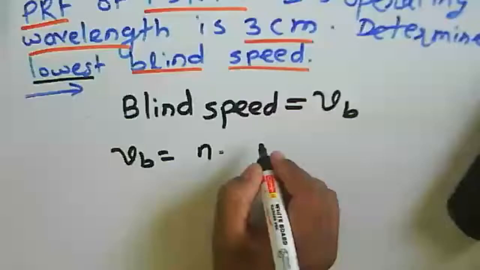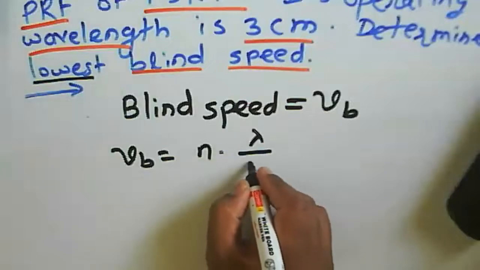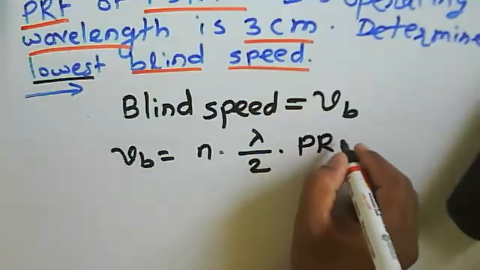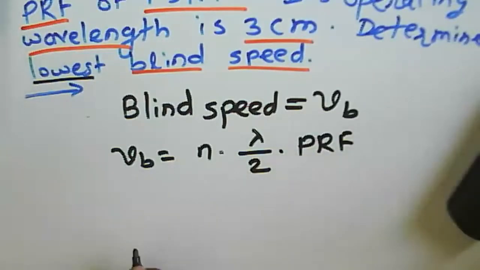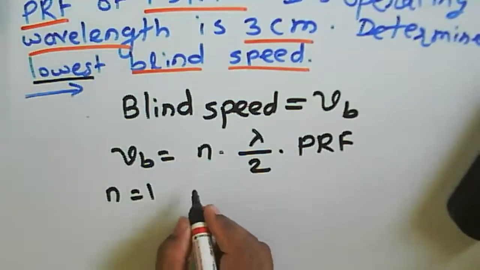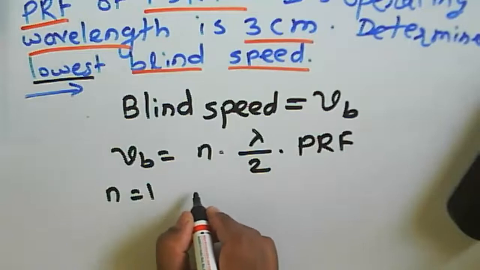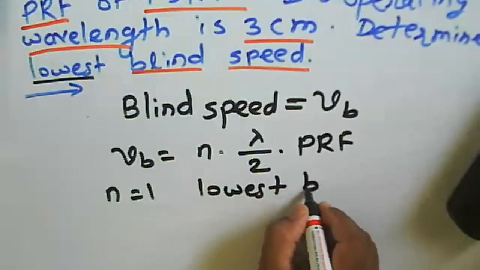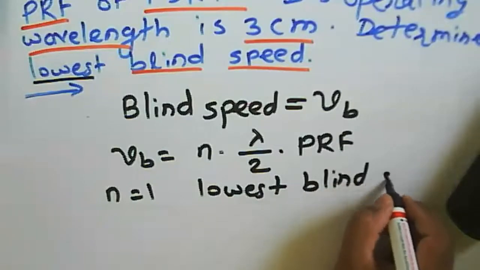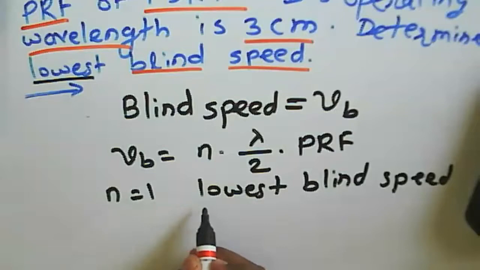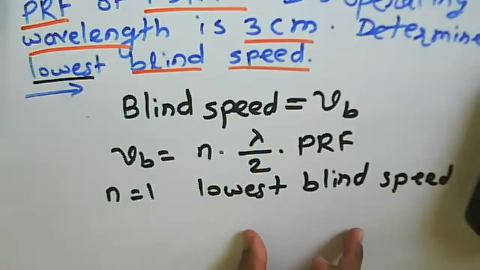How many speeds we require decides n, according to that n will change in lambda by 2 into PRF, the pulse repetition frequency. Why n is equal to 1? Because n equal to 1 will give you the lowest blind speed.